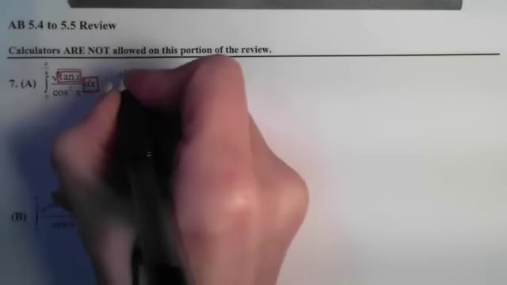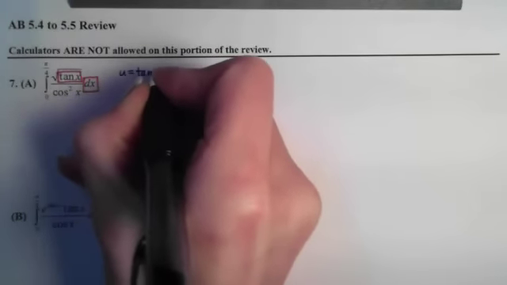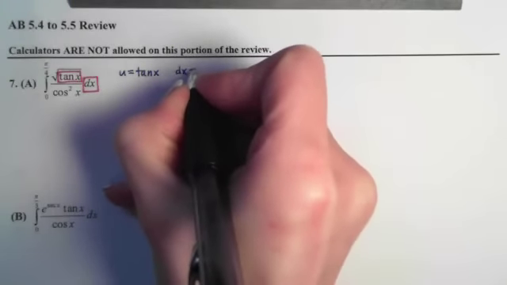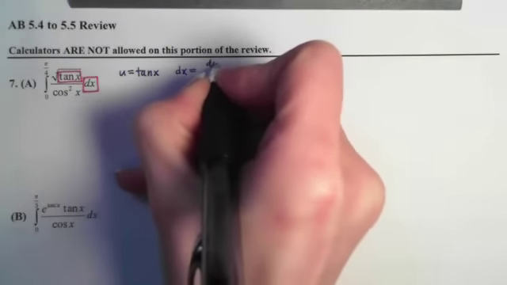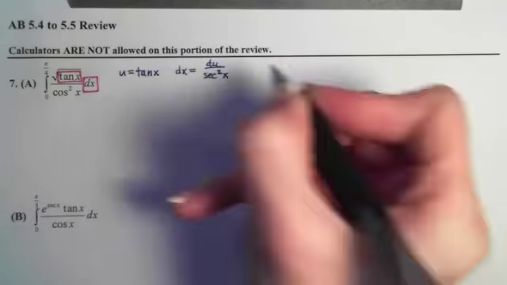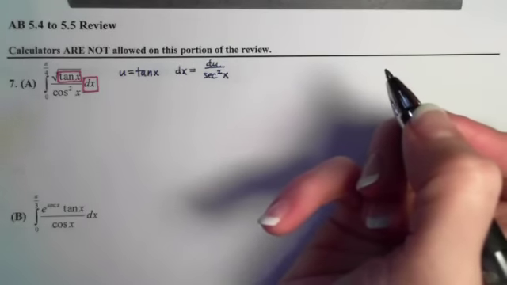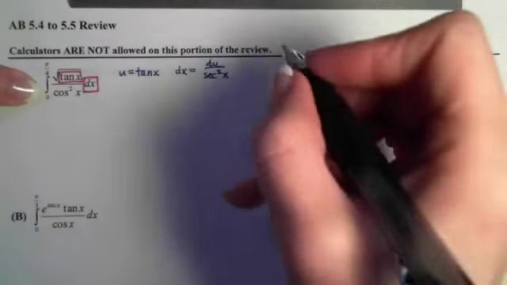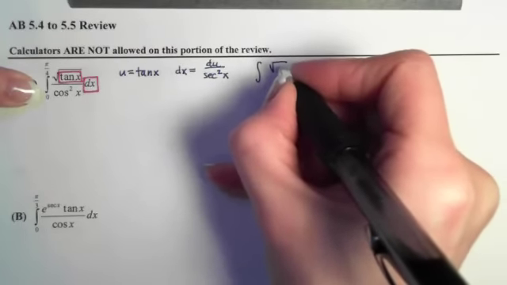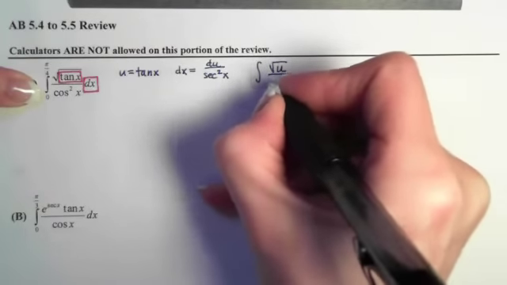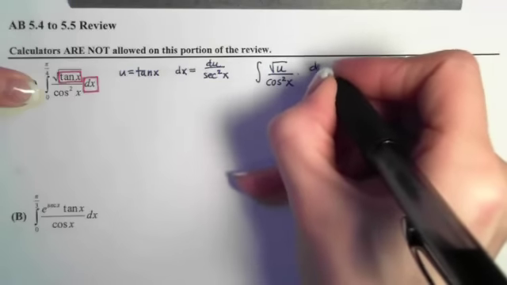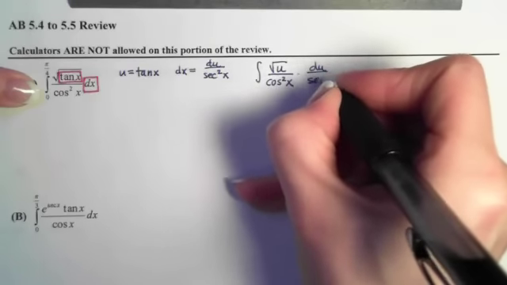So I will write down that u equals the tangent of x. Once I have my u, the next thing is to figure out what dx is. Well, dx is my du over the derivative of this, which is secant squared. The next thing I do is I go back to my integral and I rewrite everything, replacing the u's and the dx. So I'll have a u over a cosine squared times a du over a secant squared.